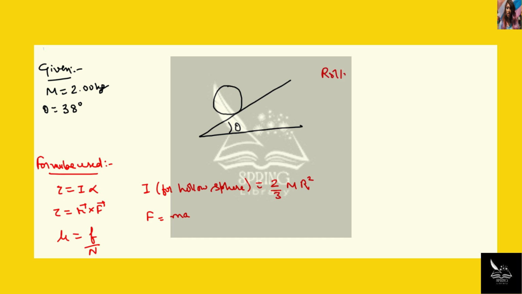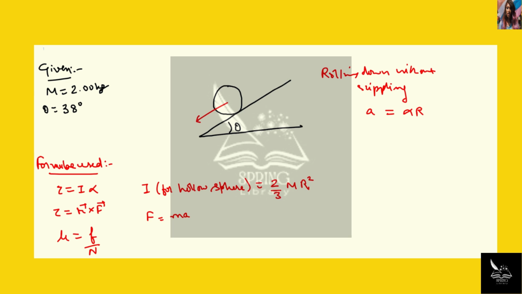The rolling down without slipping condition has a = αR. The angular acceleration of this rolling equals the linear acceleration of this moving downward.